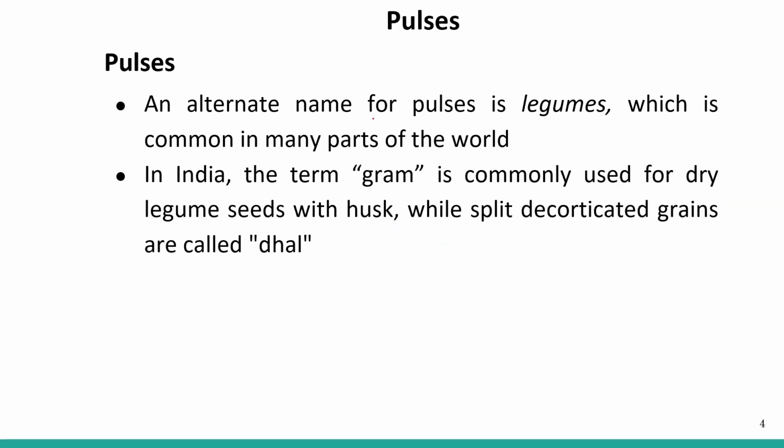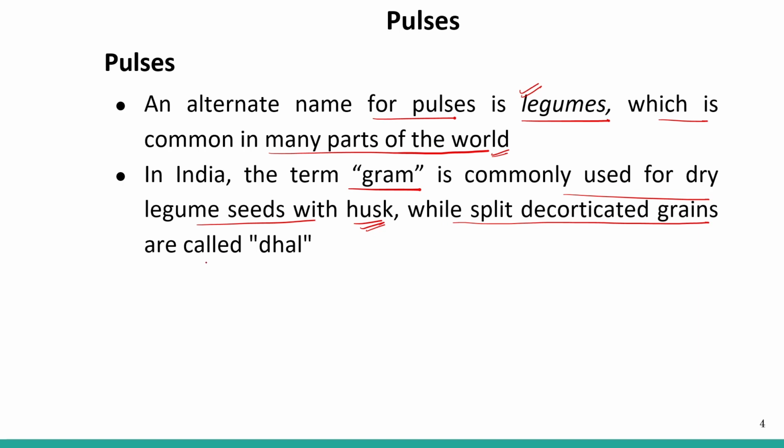An alternate name for the pulses is legumes. So they are also called legumes, which is common in many parts of the world. In India, the term gram is commonly used for the dry legume seed with husk. So the covering is called husk, while split decorticated grains are called dal. Earlier they are in this covered form, and when it gets split, they are in this form. So actually they are called dal at that particular time.